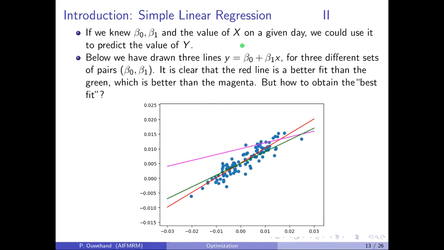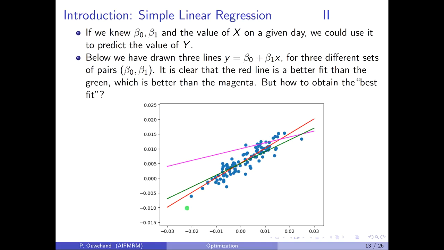Now, if we knew the values of beta 0 and beta 1, and we also knew the value of the returns x on a particular day, then we could use it to predict the value of y. An estimate of the value of y would simply be beta 0 plus beta 1 times the value of x. Now below here in this plot, we have drawn three lines, y is equal to beta 0 plus beta 1 times x, for three different pairs beta 0, beta 1.